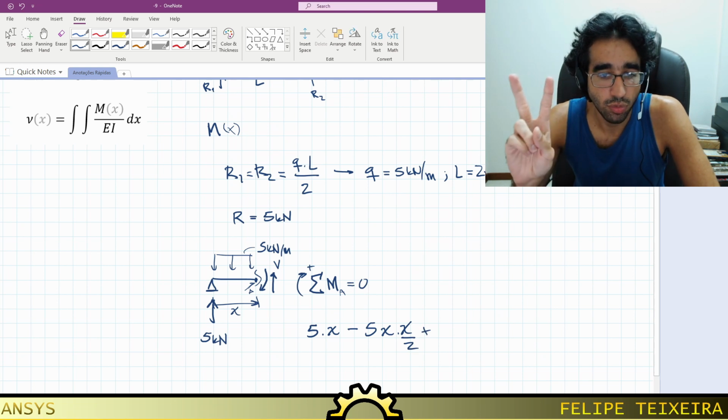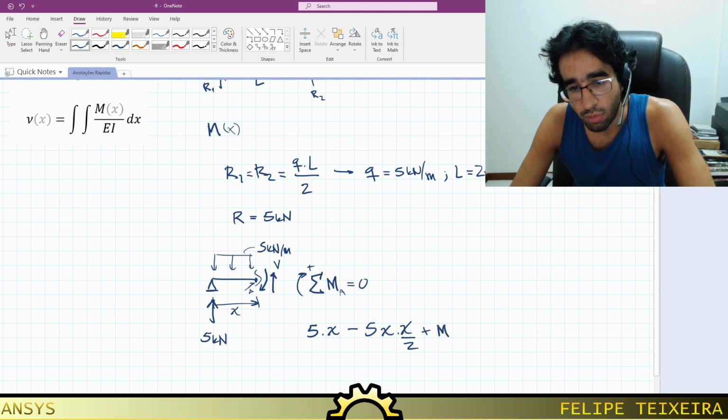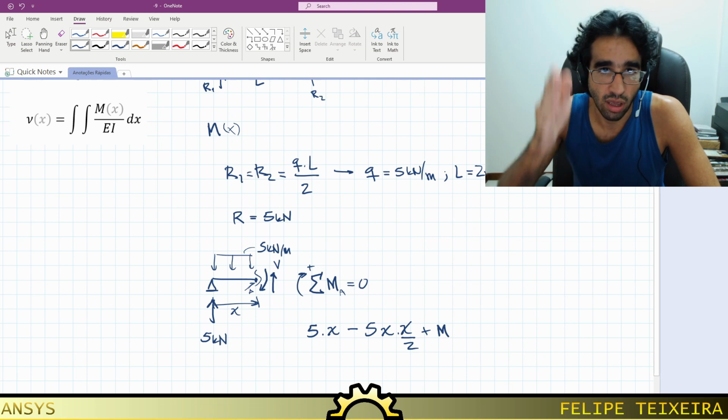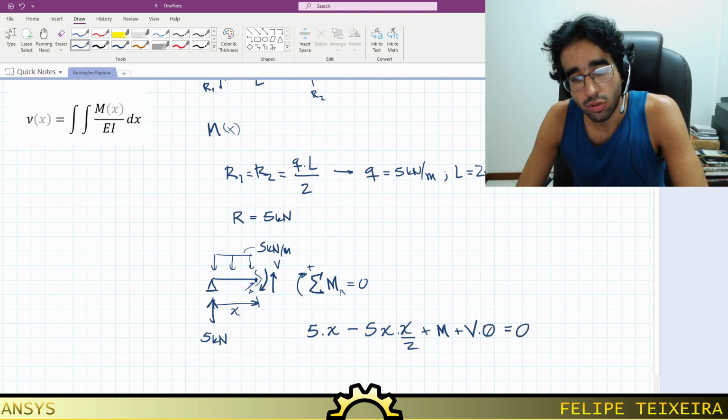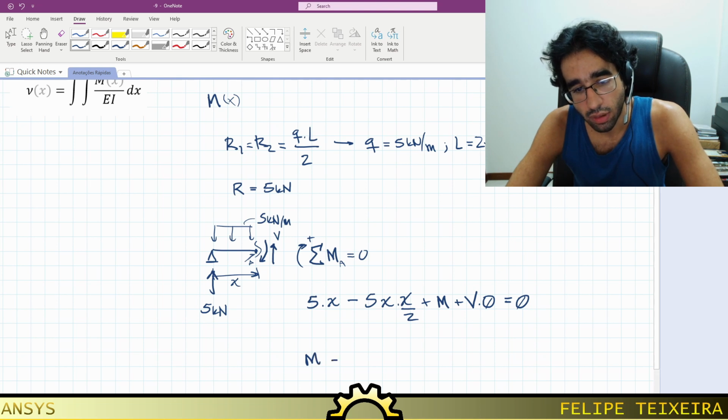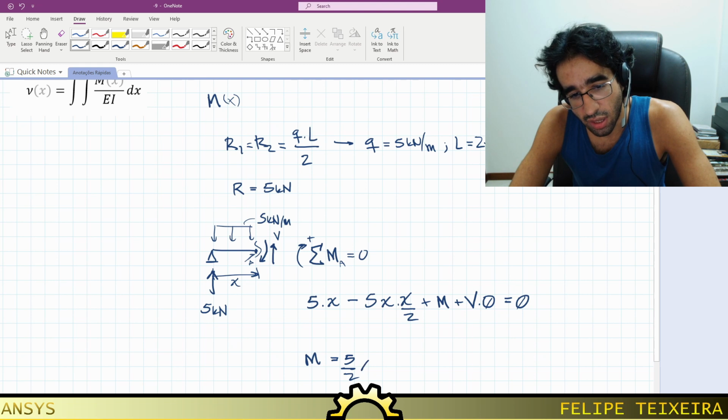And I have two more contributing factors. The value of M, the bending moment on the cross-section that I have interrupted itself, and the contribution of the shear force on this cross-section, times the distance from V to point A, which is 0. So this is why this term disappears. And all of this must be equal to 0. M, the bending moment, is going to be equal to 5 over 2 times x squared minus 5 times x.